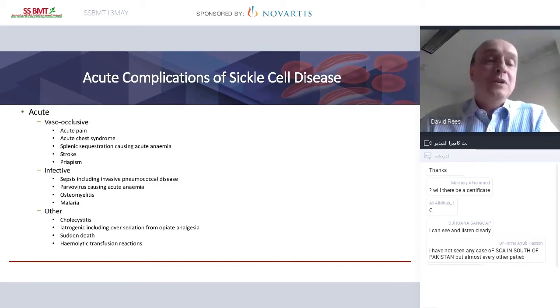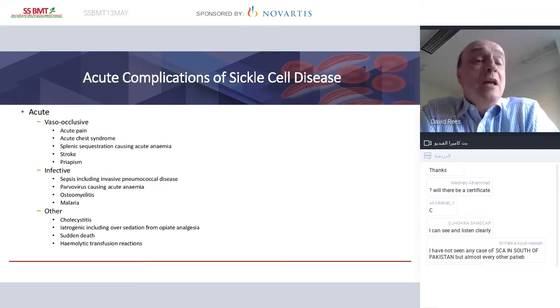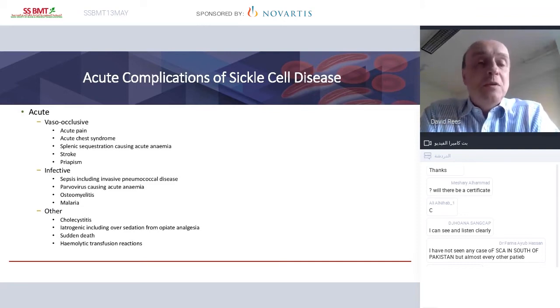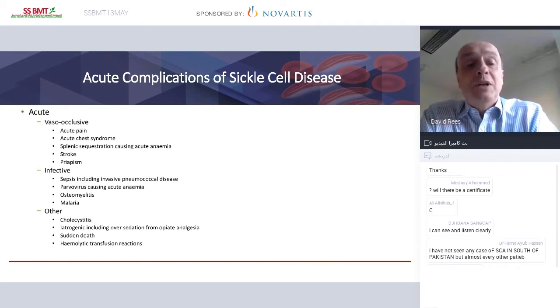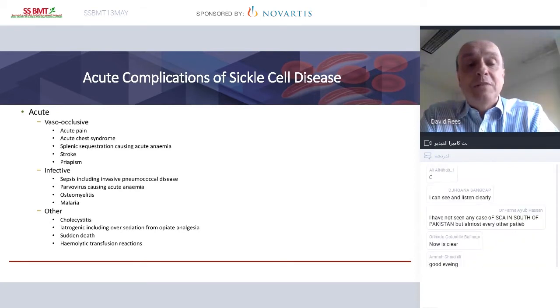Infective complications are undoubtedly important, and sepsis, particularly from invasive pneumococcal disease, is one of the commonest causes of death. In the UK, death is very rare in children, but in low-income countries, or in countries which don't have a highly developed healthcare service, that's one of the major causes of death. Parvovirus, osteomyelitis, and malaria are very important worldwide.